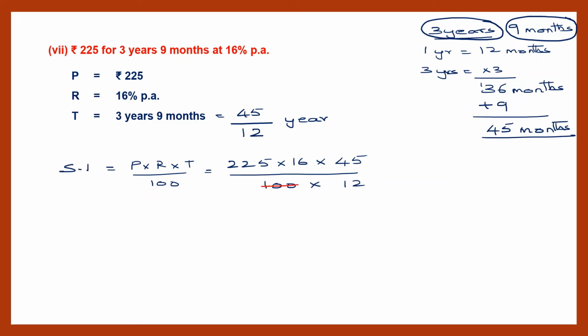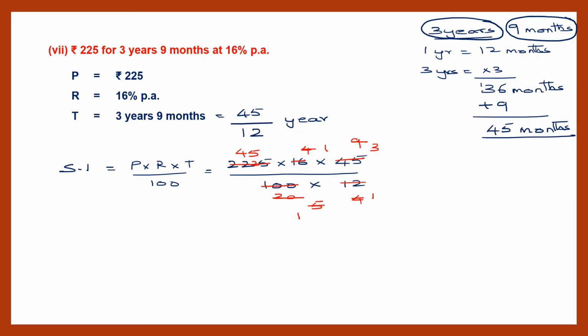So let's do this. 5 2s are 10, 0. 5 9s are 45. Now I can cancel 9 and 12 both by 3. 3 3s are 9, 3 4s are 12. Now I can cancel 4 and 16. 4 1s are 4, 4 4s are 16. Now I can cancel 4 and 20. 4 1s are 4, 4 5s are 20. I can still cancel 5 and 225. 5 1s are 5, 5 4s are 20, 21, 22, that's 2 there. So let's write 2, that's 25, 5 5s are 25.